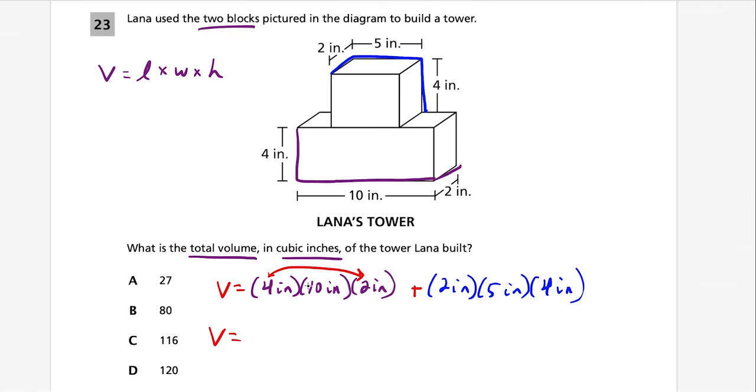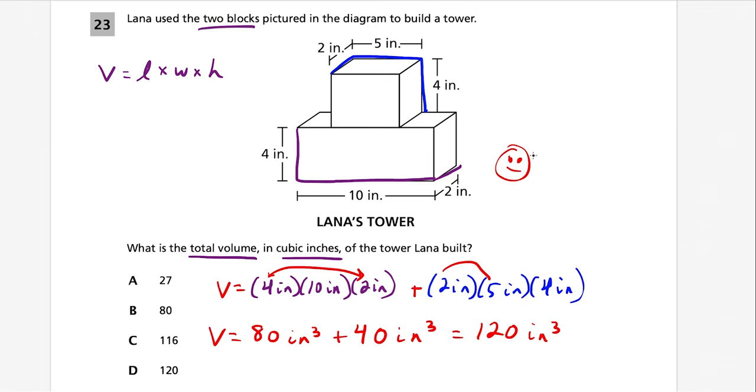8, and then 8 times 10 is 80. So this is 80 cubic inches plus, and for this one, I would do 2 times 5 is 10, and then 10 times 4 is 40. So we have 40 cubic inches, and then how many cubic inches do we have in total? We have 80 cubic inches plus 40 cubic inches. That's 120 cubic inches.